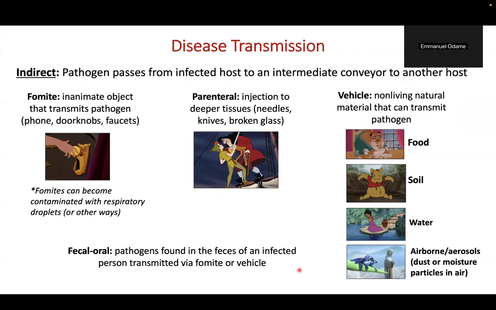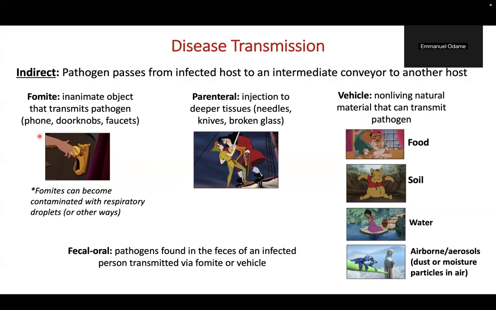indirect form of transmission. Pathogens can be passed from an infected host to another person through an intermediate conveyor. The intermediate conveyor can be a fomite, basically an inanimate object such as doorknobs or faucets. If people have bacteria on their hands and they keep touching it, everyone will have it. So imagine you're in the lab and you touch all the door handles with the bacteria, you'll be able to get it.